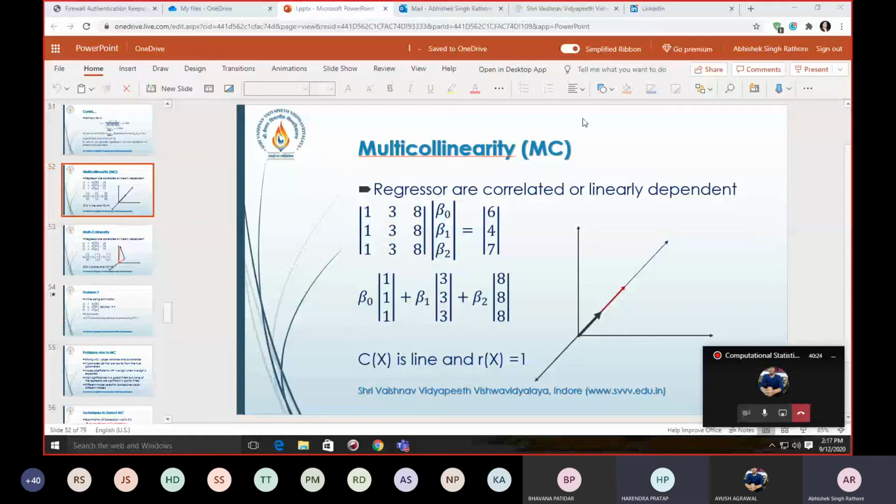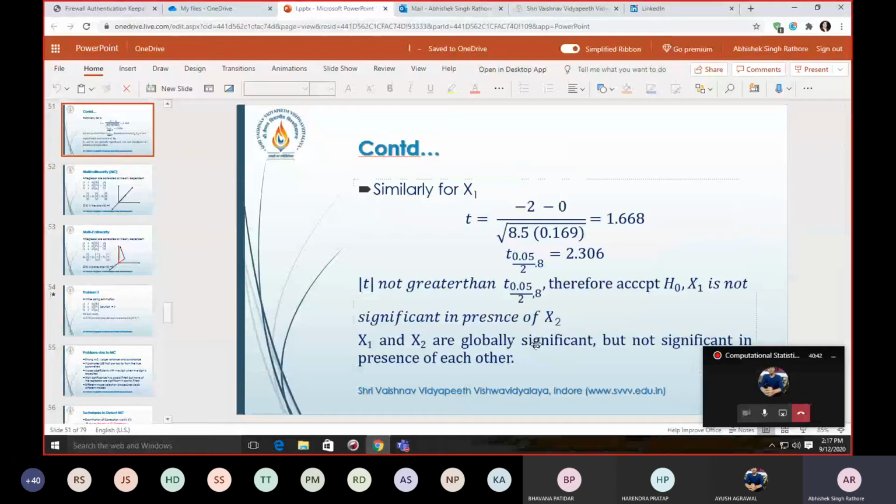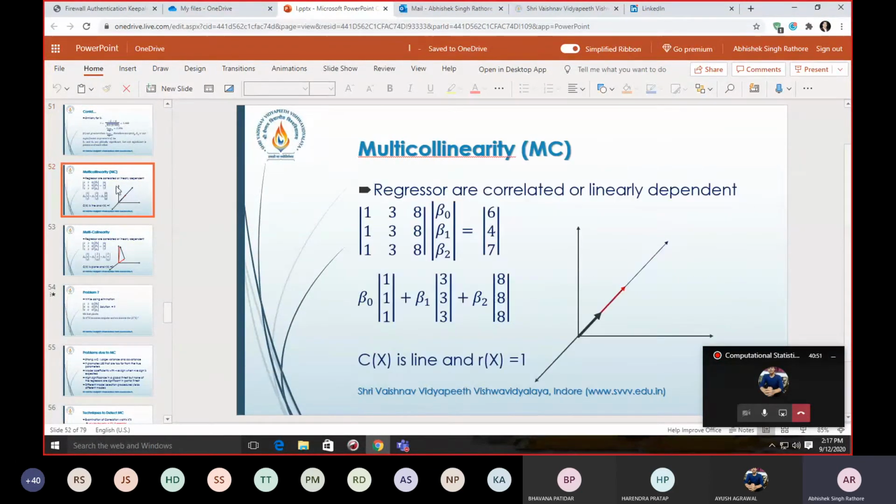Okay, fine. So what we are trying to do is identify whether these three columns are independent of each other or not. This is a way we can go for some feature selection techniques. When multicollinearity arises, it means that x1 and x2 are globally significant, but they are not globally significant in the presence of each other. So it arises multicollinearity. So what is multicollinearity?